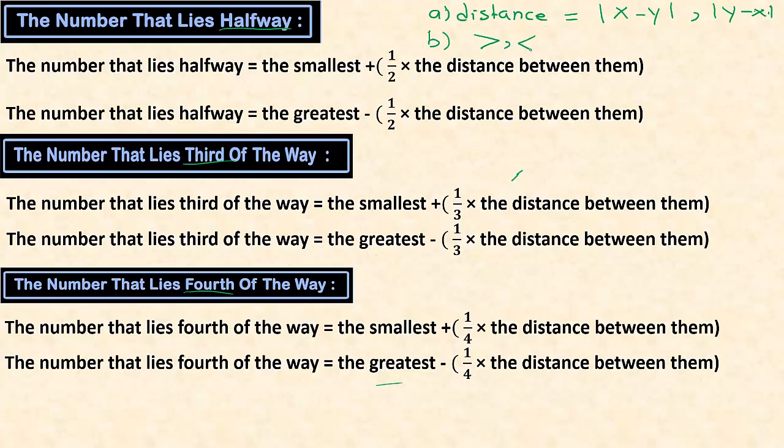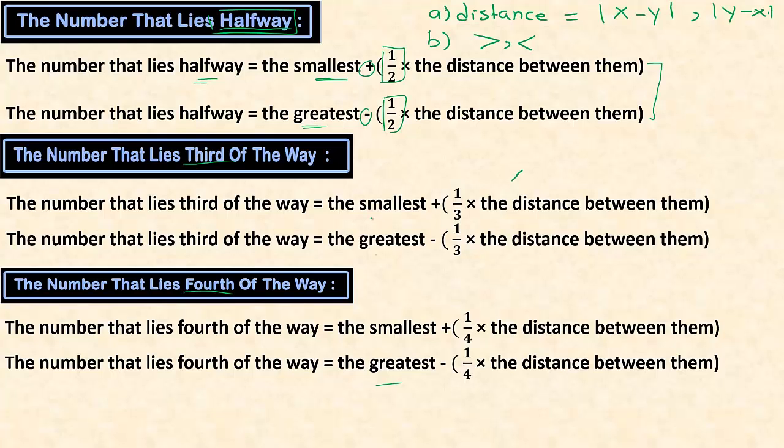Now, let's go and see the rules. To find the number which lies half away from the smallest side, it is the smallest number plus half times the distance between them. And from the greatest side, greatest number minus half times the distance between them. And we agreed that the number will not differ from the smallest or from the greatest side when I am looking only for half the way. But if I am looking for third away, fourth away, or fifth away, he must determine whether he wants it from the smallest side or from the greatest side.